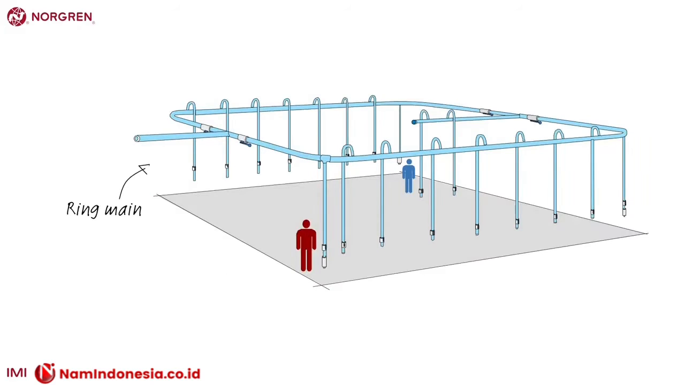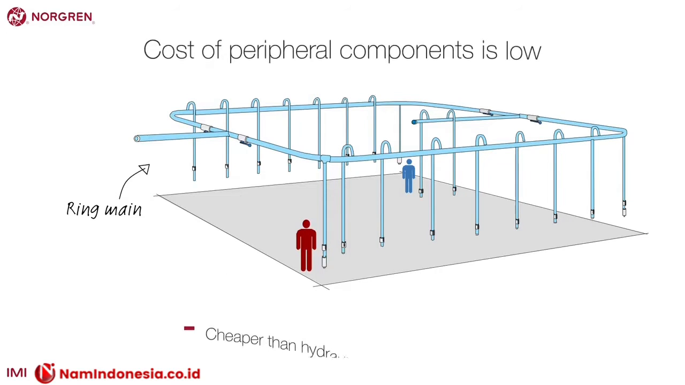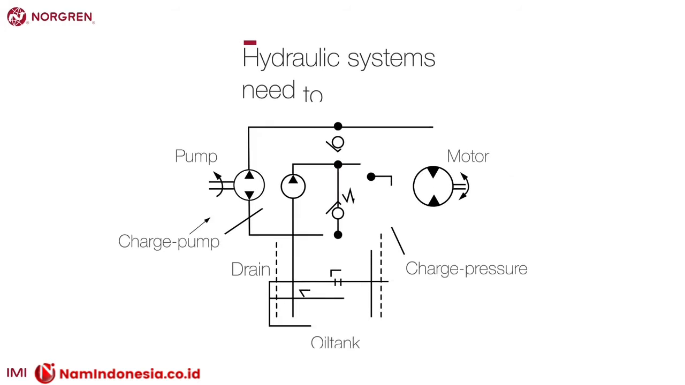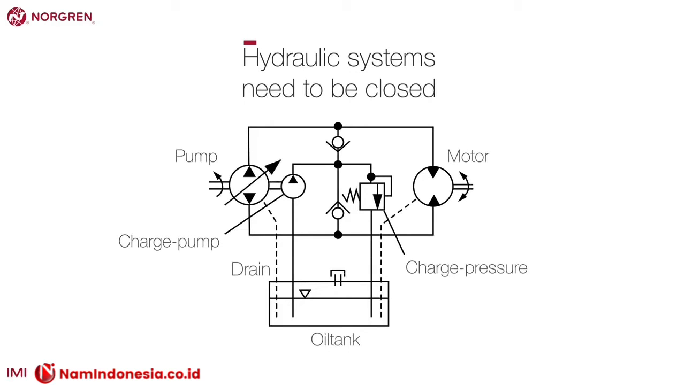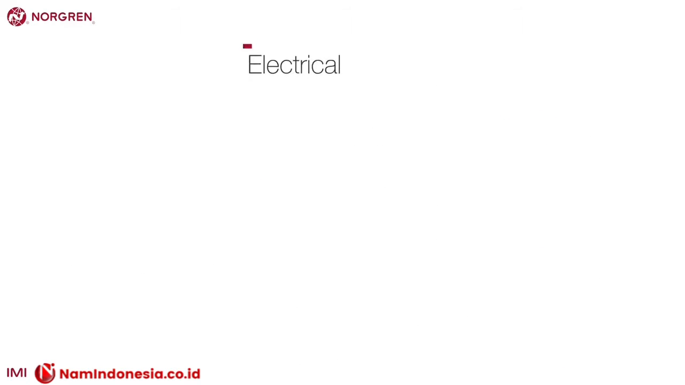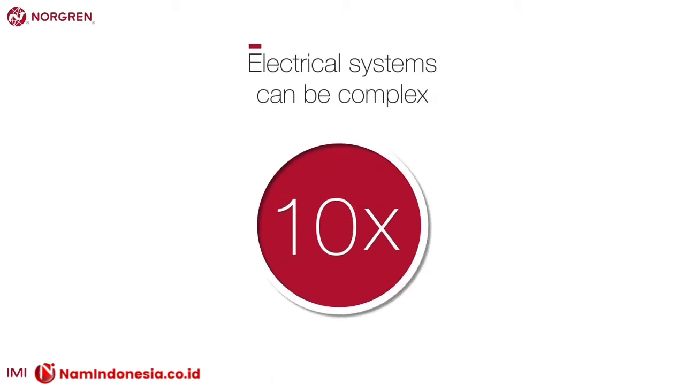Once the ring main has been installed, the relative cost of peripheral components is low, especially when compared to hydraulic and electric alternatives. Hydraulic systems need to be closed, with pipes returning to where they started. Overall, the cost can be 3 times that of a pneumatic system. Electrical systems can be even more complex, sometimes costing 10 times that of a pneumatic system.